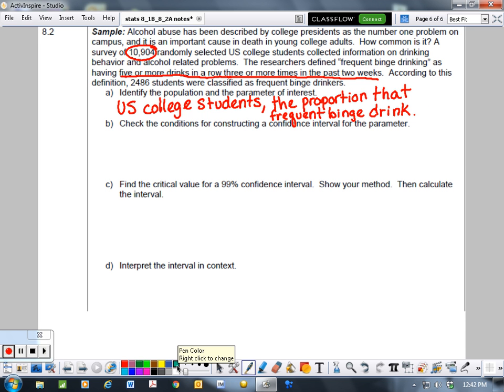Check the conditions. So our first condition is, is it a random sample? And so yes, it is, because we had a simple random sample, because we had this many randomly selected of 10,904 students. Why do I put that down? So anytime I need to figure out what n is, or our sample size, I have it right there in my conditions.